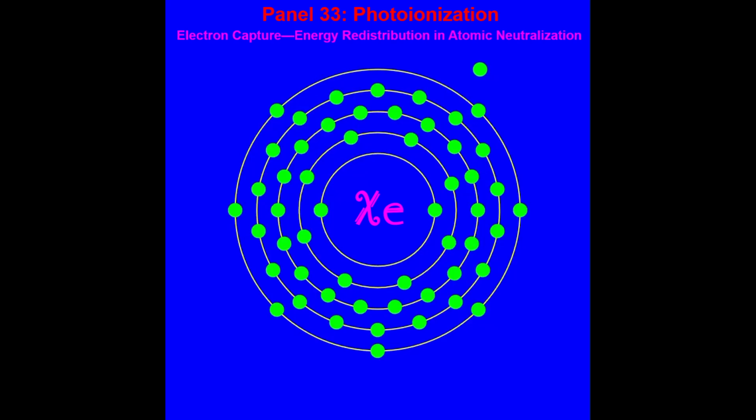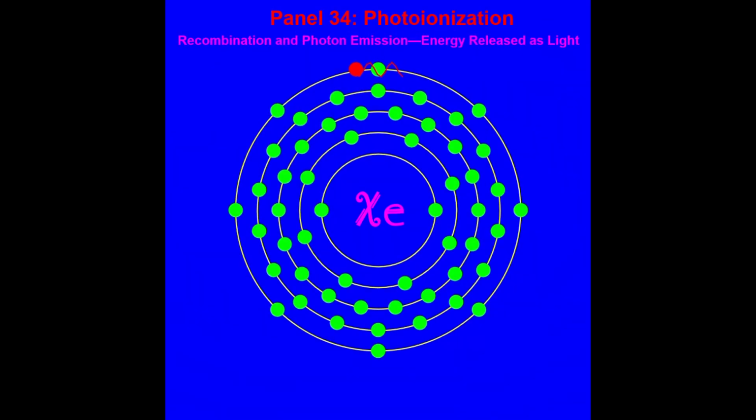Energy quantization ensures a controlled transition, setting the stage for recombination-driven light emission. As the electron recombines with the ion, excess energy is emitted as a photon. This quantized release generates visible light, the foundation of plasma illumination.